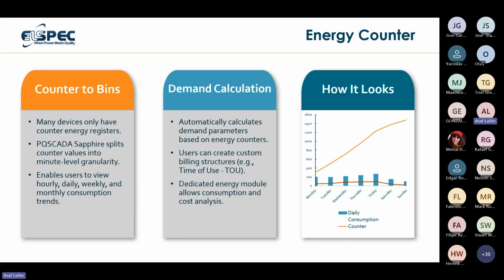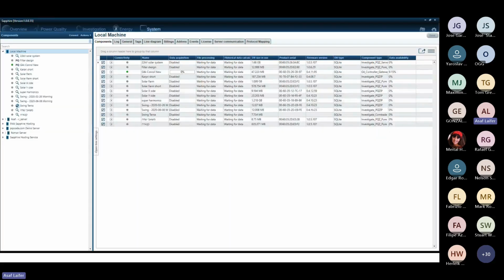And we also calculate the demand and the peak demand automatically from the energy counter and the dips. And this is how you can then use it at a later stage in the energy module and generate your own billing structure and see and predict billing within PQSCADA Sapphire. So let's have a look at how it's done.